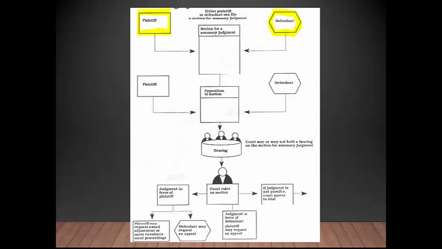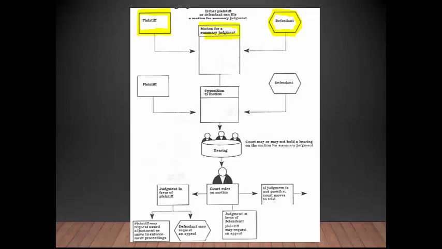Either or both sides can file a motion for summary judgment with the court. This happens after discovery is completed and before the trial. It is essentially saying that the other side doesn't have enough to win the case. Rule in favor of our side so we don't waste any more of the court's valuable time.